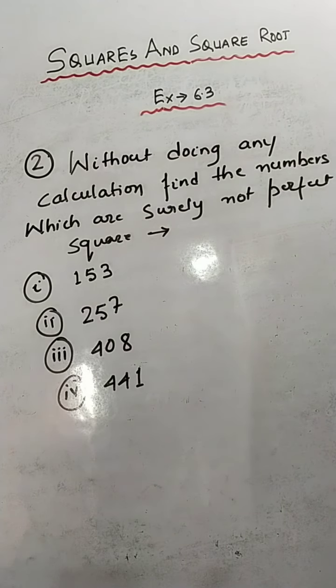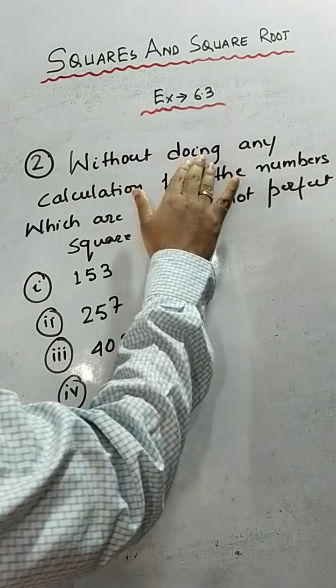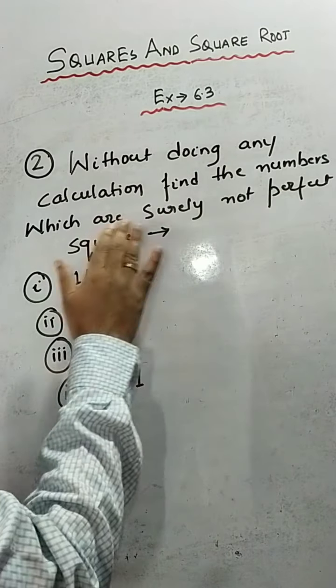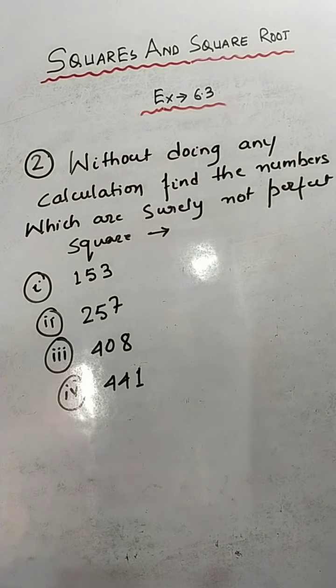Students, now I will explain question number 2 of exercise 6.3. So we have, without doing any calculation, find the numbers which are surely not perfect square. We have already done this type of sum. For this we have to know one concept, that the numbers which end with 2, 3, 7 or 8 are not perfect squares. We have learned this, isn't it?